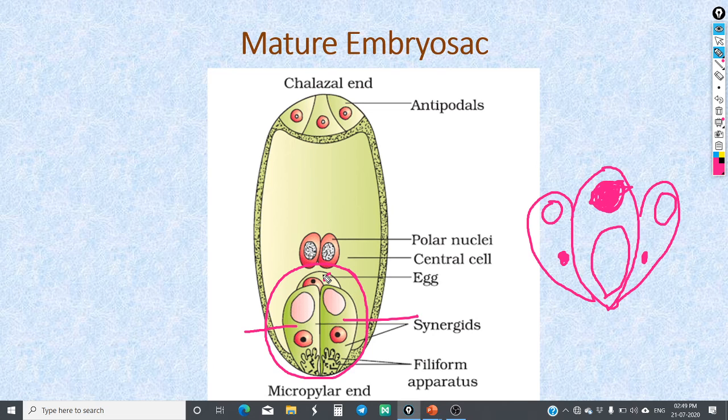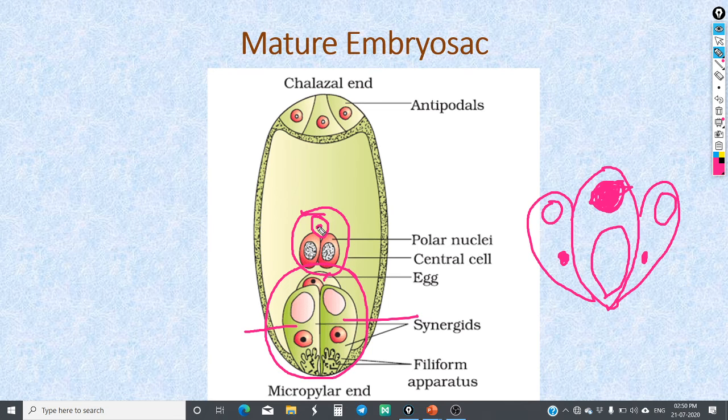One of the male gametes fuses with the egg cell, resulting in the formation of a diploid zygote. The egg cell is haploid in nature and the male gamete is also haploid in nature because all these structures are formed as a result of meiosis. So these two haploid cells, the male gamete and the female gamete, fuse together to form a zygote. One more male gamete which is released into the embryo sac goes and fuses with the centrally located polar nuclei. This is the male gamete.